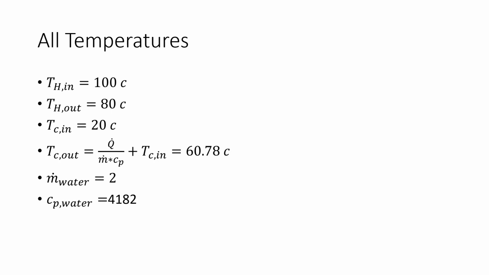From this we can solve for all the temperatures by using the correlation that the Q dots are equal to each other. So with this, Tc out is equal to Q dot divided by M dot Cp plus Tc in. But in this case, the M dot is 2 kilograms per second for water, and the Cp is 4182, once again a property of water. This results in a temperature of 60.78 degrees Celsius.